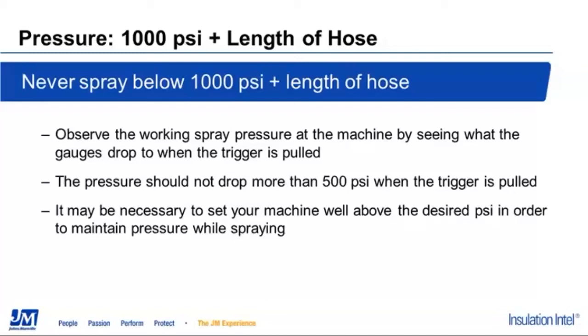So this takes 2 people. You need one guy to pull the trigger. You need the other guy to watch the gauges on the machine. And we're looking for those gauges to fall when the trigger is pulled to 1,000 plus length of hose. The other thing to look at is if that pressure drops more than 500 PSI, there's a really good chance that the gun has a mixing chamber in it that's too big for your machine. We don't want to see more than a 500-pound drop.